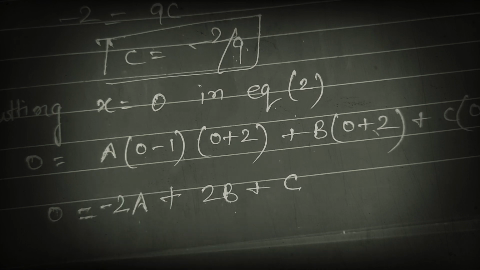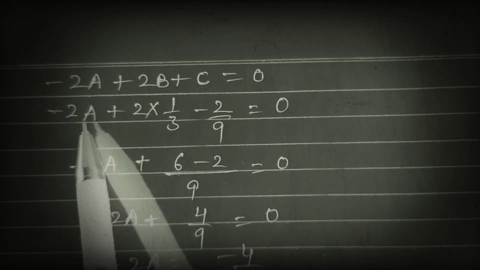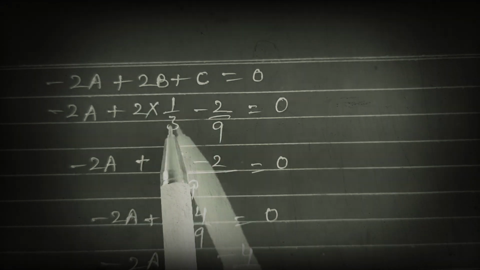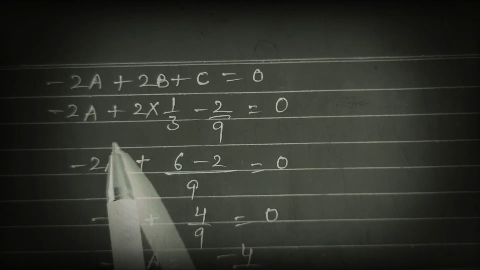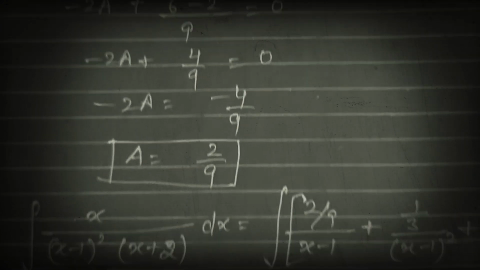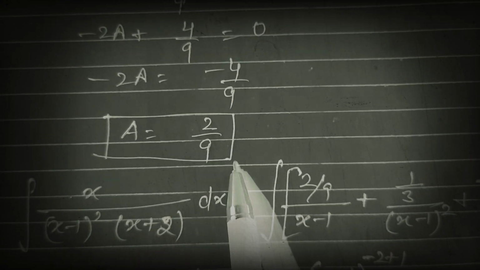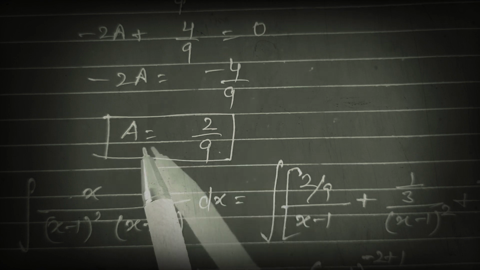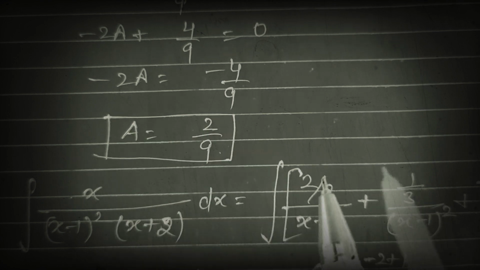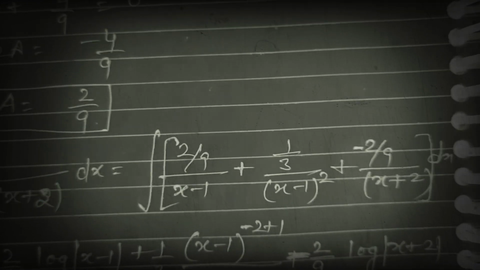Look at this, minus 2a plus 2 into b value, which is 1 by 3, and c value, which is minus 2 by 9. By solving this, we can find a is equal to 2 by 9. Clear? The value of a will come out to be 2 by 9, and then we will put the values of a, b and c in the equations first.